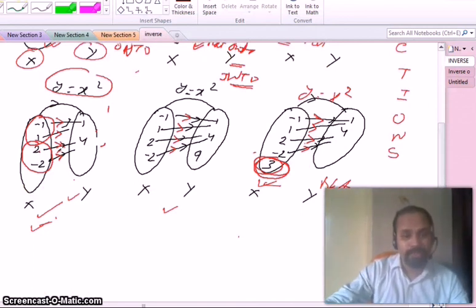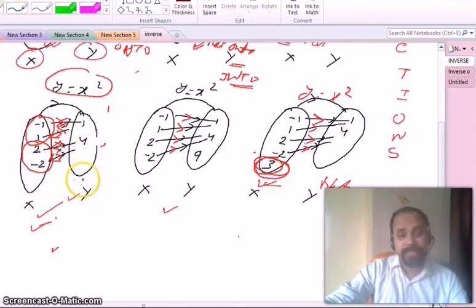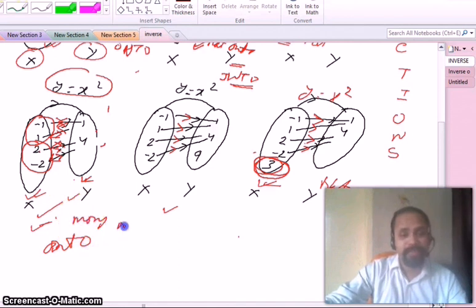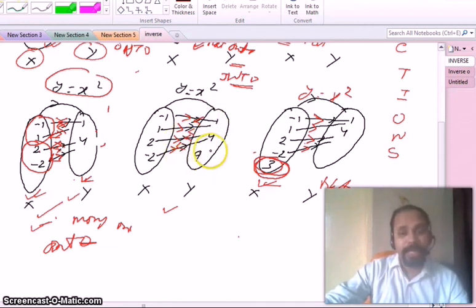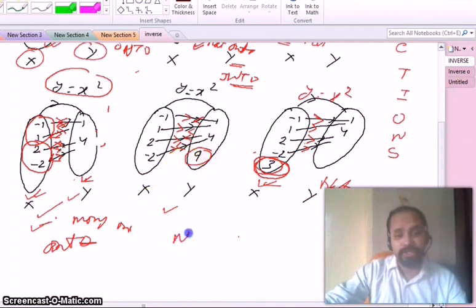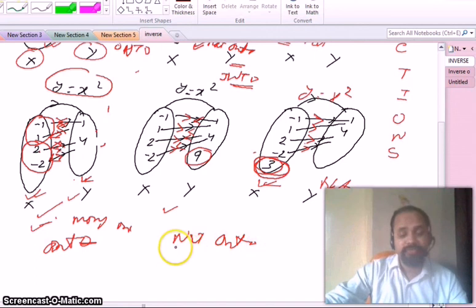If we have one, come on this function. In this one, 1 has pre-image 1 and minus 1, 4 has pre-image 2 and minus 2. That means every element of y has a pre-image in x. That means this is also onto function, and since this is many-one and onto also, this is called many-one onto function. If we come on this one, 1 has pre-image minus 1 and 1, 4 has pre-image 2 and minus 2, but 9 we don't have any pre-image. That means it is not onto, and the function which is not onto is called into function.